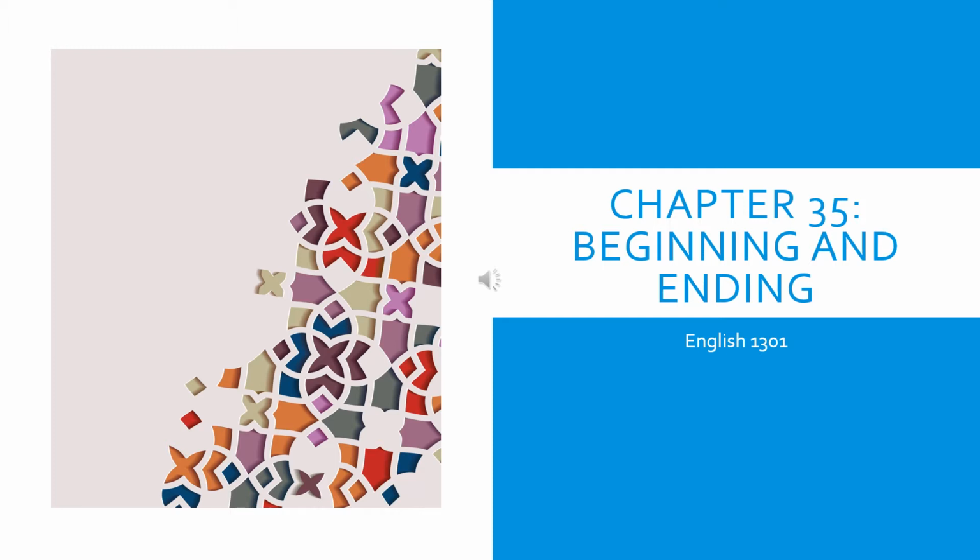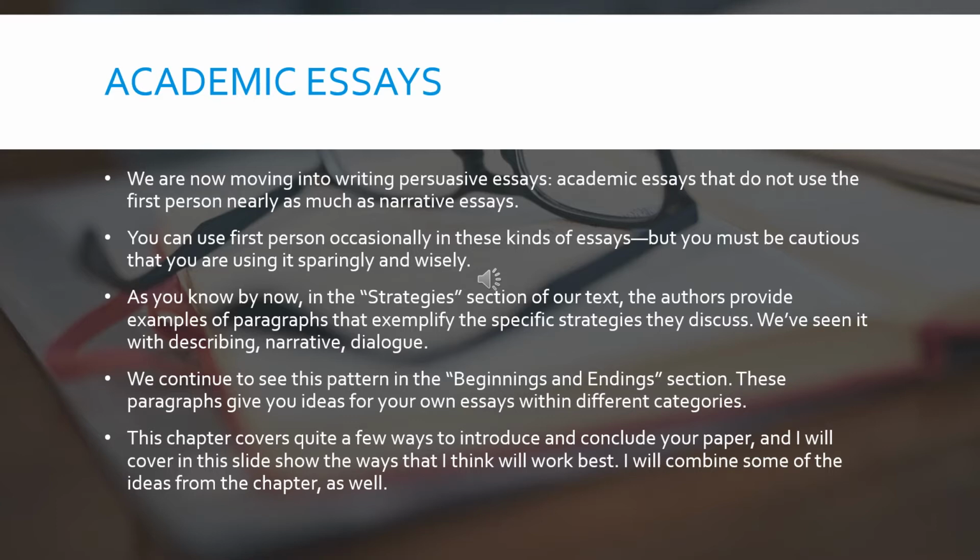But right now we're talking about beginning and ending, particularly in relation to more academic essays, such as analysis and argument, which are the next 2 that you're writing. So we're now moving into writing persuasive academic essays, essays that do not use the first person nearly as much as narrative essays, that don't tell a story, but that actually create and work to convince your audience for your side or your position in a particular topic. You can, of course, use first person occasionally in these kinds of essays, but you must be cautious that you are using it sparingly and wisely.